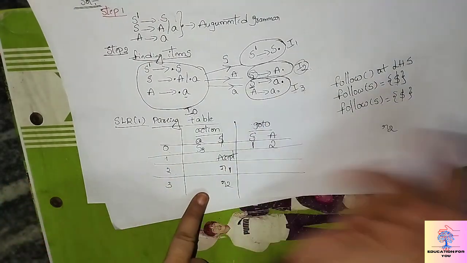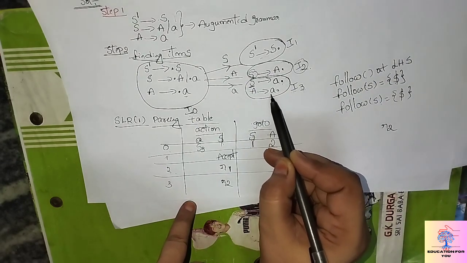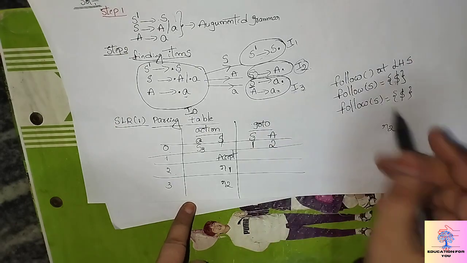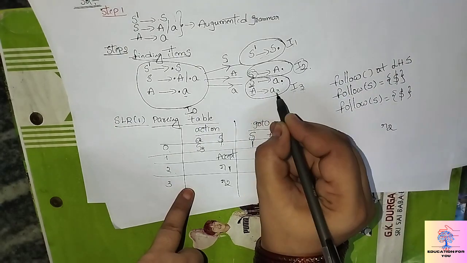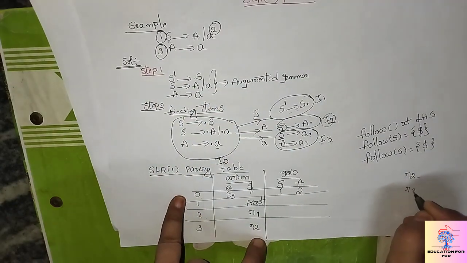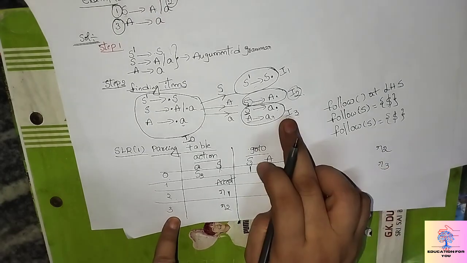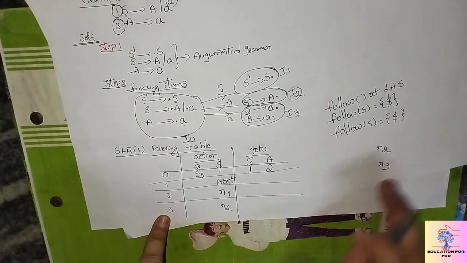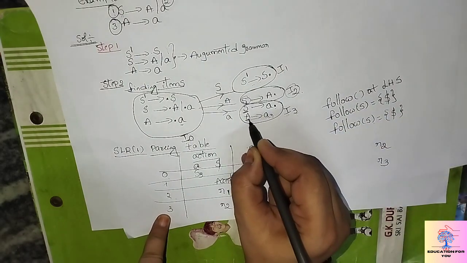Okay, this is also over. Now A is going to produce a dot. You have to find out what that I3 state is. Which number is this related to? That is number 3, that is R3. So that is related to the third production and you have to mention the R3 reduction. Where do you have to mention the R3 reduction? Based upon follow of A.